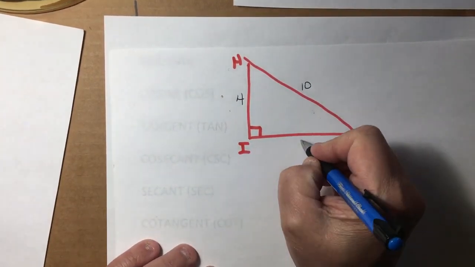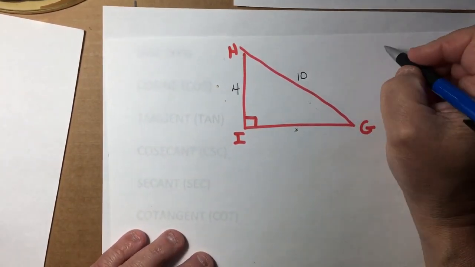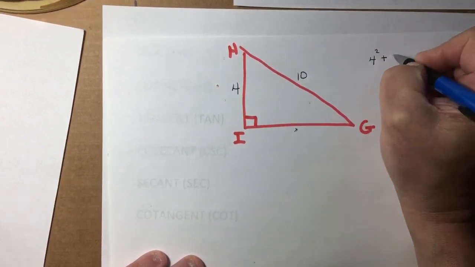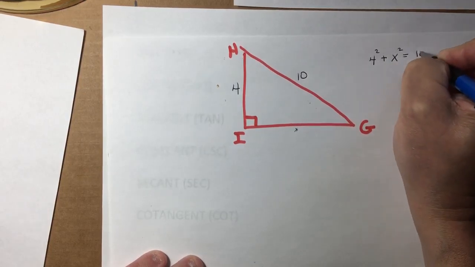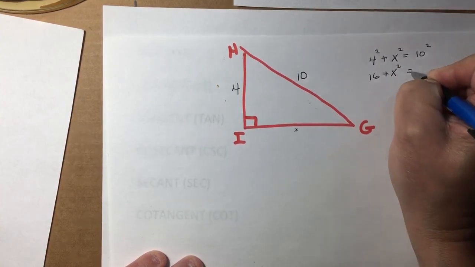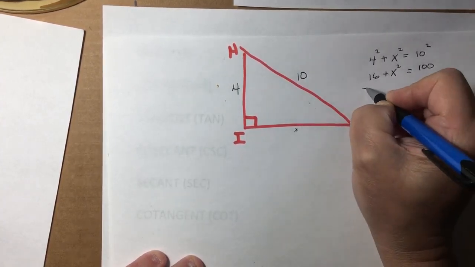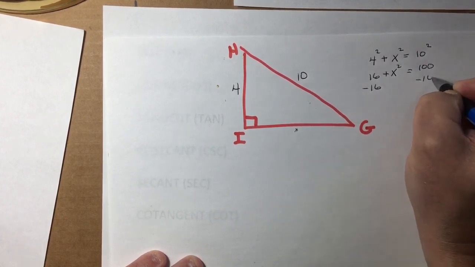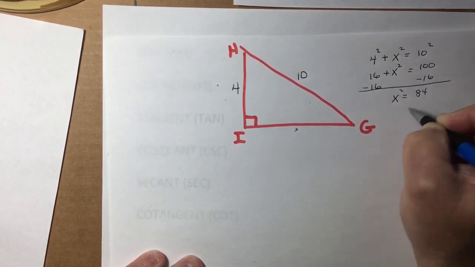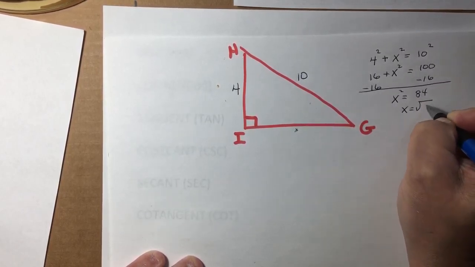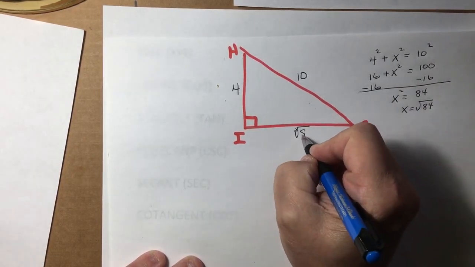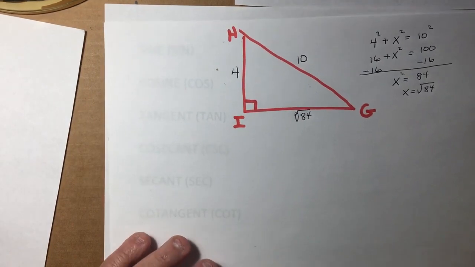And we don't know what this side is, but we'll find it by Pythagorean theorem. 4 squared plus the other side squared, which I don't know, is the hypotenuse squared. 16 plus x squared is 100. Let's get the x alone by bringing the 16 over to the other side. X squared equals 84. X is the square root of 84. Well, I don't know the square root of 84, so I'll just write square root of 84. It's not a perfect square. It's fine.